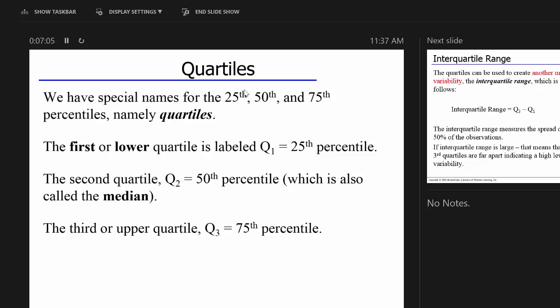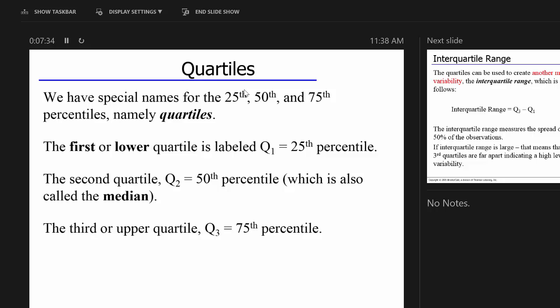Then we have the second quartile, Q2, which is the same thing as the 50th percentile. Now, 50th means what? 50% of the data below and 50% of the data above. And we actually talked about this measure today, and we called it the median, right? The median separates 50% of the data below from 50% above. So your second quartile or 50th percentile is the same thing as the median, okay?